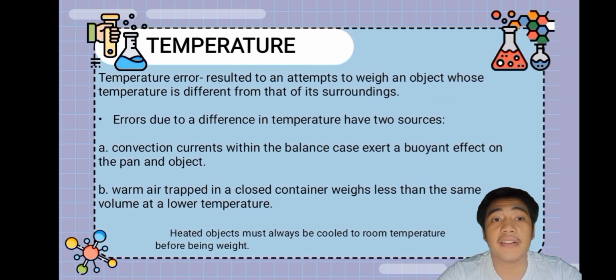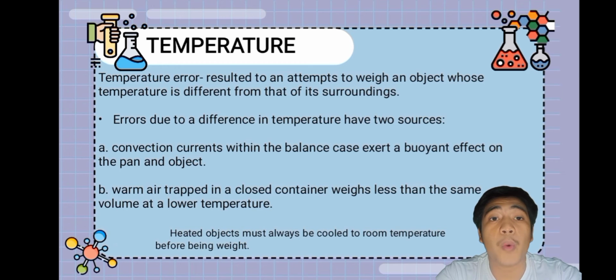is convection currents within the balance case exert a buoyant effect on the pan and objects. Buoyant effect is when all liquids and gases in the presence of gravity exert an upward force known as the buoyant force on any object immersed in them. Buoyancy results from the differences in pressure acting on opposite sides of an object immersed in a static fluid.